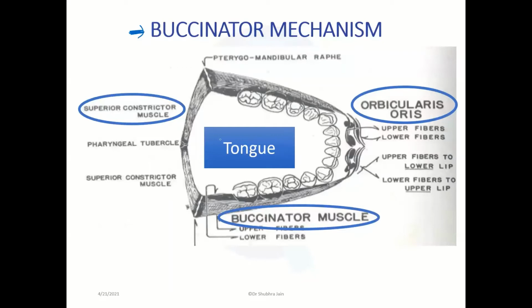So what is buccinator mechanism? It is that the orofacial muscles in the oral cavity region cancel out each other. So in the center, the forces cancel out each other. The forces are in equilibrium. In the center is the tongue.